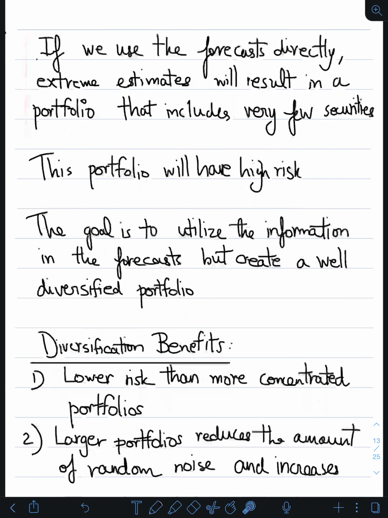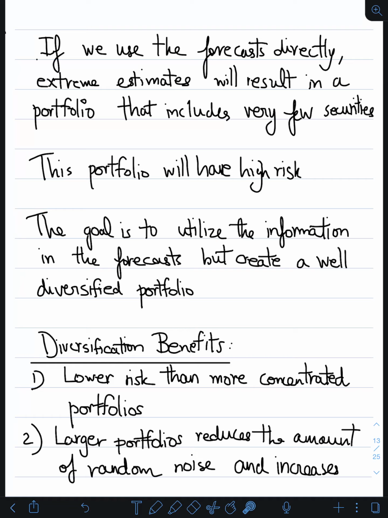So what's the issue that comes up with using analyst data directly? If we use that erroneous data directly, the one with too high a mean and too much dispersion, we're going to end up with very few securities in our portfolio. And if we have very few securities, we know that that comes associated with higher risk. Okay, so diversification helps to reduce the risk of a portfolio. And so basically, we would try to utilize the information in an analyst forecast while at the same time creating a diversified portfolio.